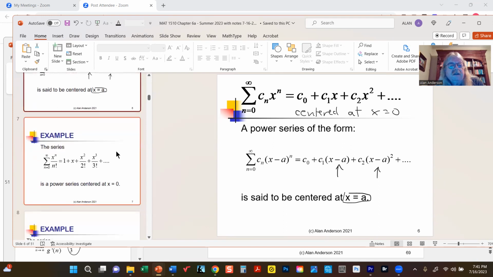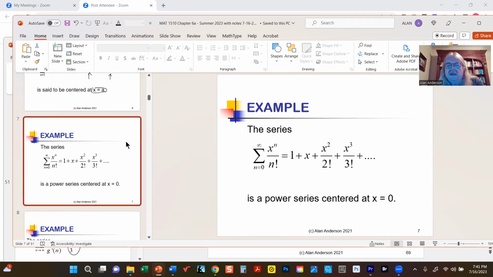And here's a fun example. Suppose we have this power series: the sum of x to the n over n factorial, which equals 1 plus x plus x squared over 2 factorial plus x cubed over 3 factorial, et cetera, all the way to infinity. And so here the power series is centered at x equals 0, because if not, you would have had something like this.